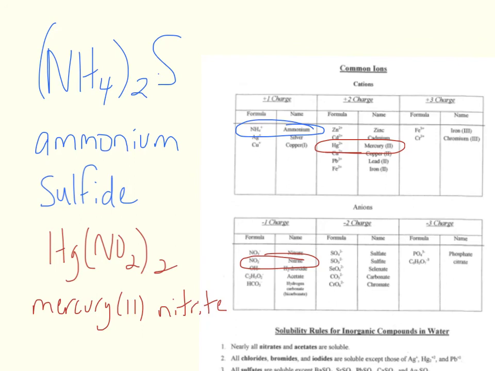Okay, at this time you should be completing the back side of your worksheet that has polyatomic ions with that big grid on it, and see your instructor for the answer key when you're finished.